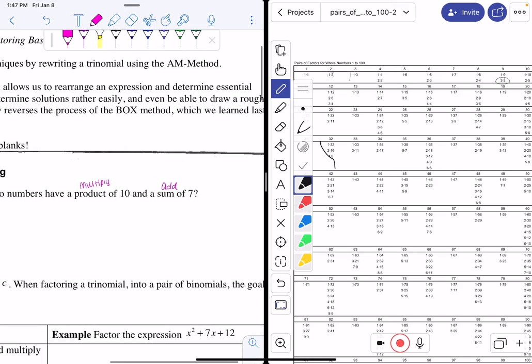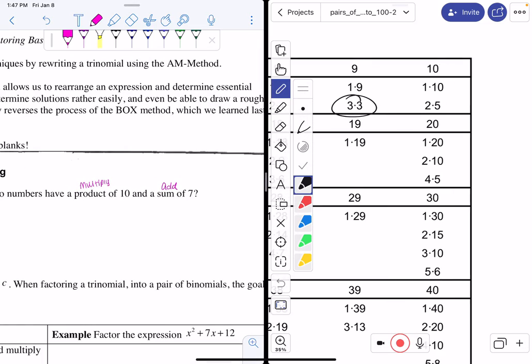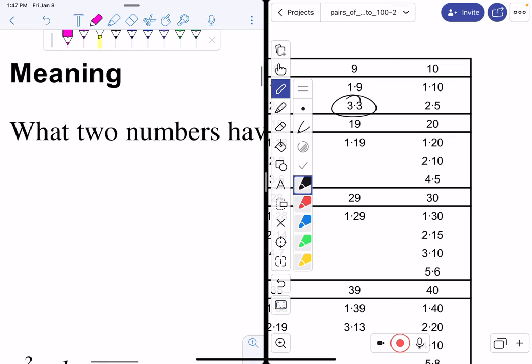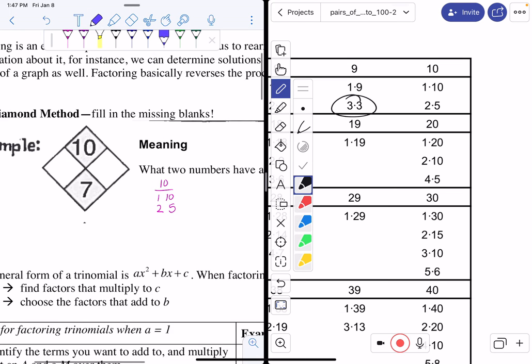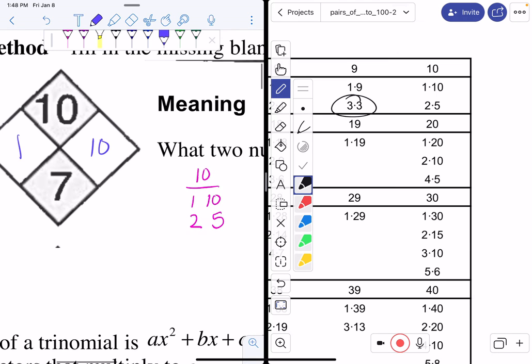So what we're going to do is go to the number 10 and list down our factors of 10. In this case, they are 1 and 10 and 2 and 5. So we're going to do some guess and check. I'm going to put a 1 and a 10 in. I'm going to say to myself, 1 times 10 is 10. That works. But what's 1 plus 10? It's an 11. I want a 7. So it can't be my 1 and my 10.